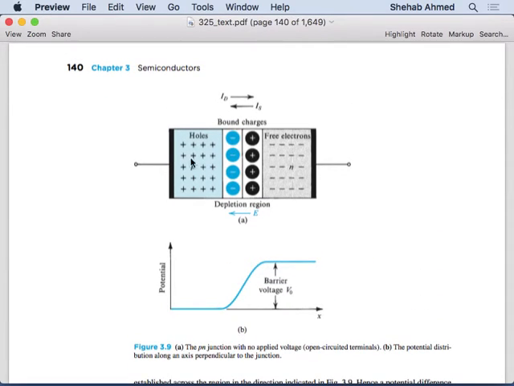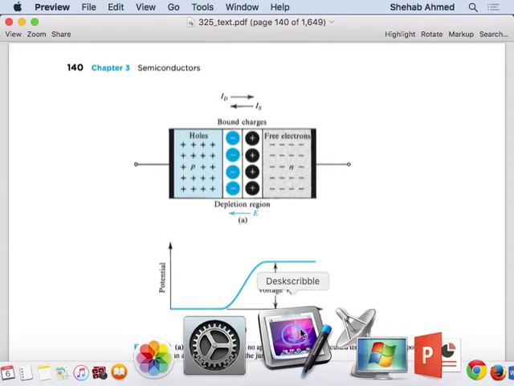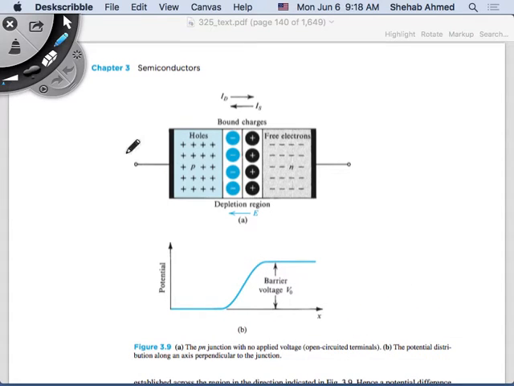So we said that we have majority carriers, which are holes, diffusing from the p-type material to the n-type material. As soon as they cross the junction, they find free electrons. They recombine with the free electrons. They create a region without free electrons. So it's called the depletion region on the n side, right?